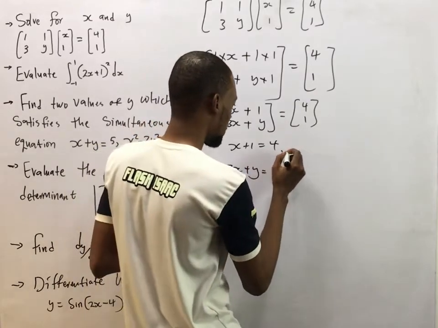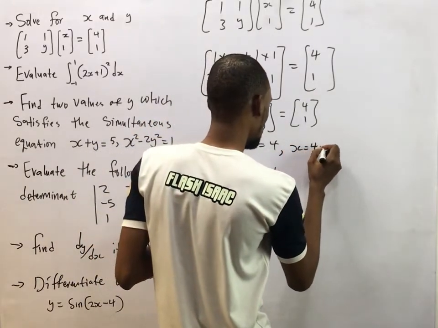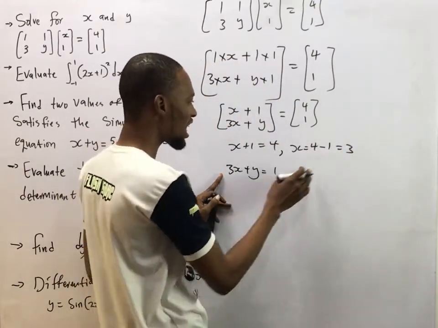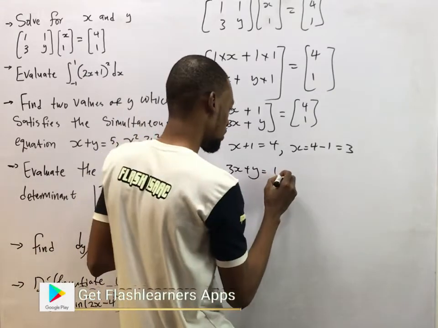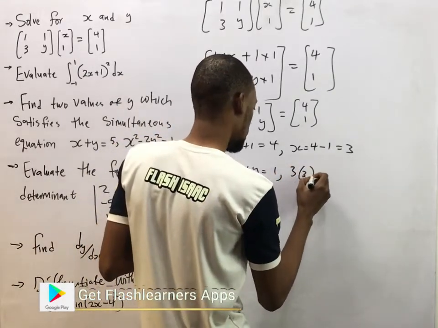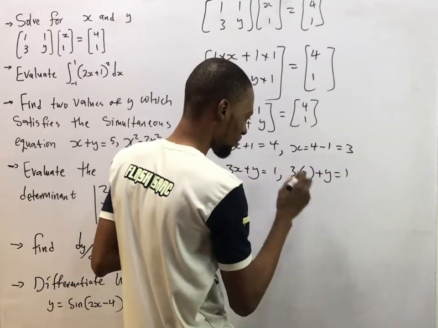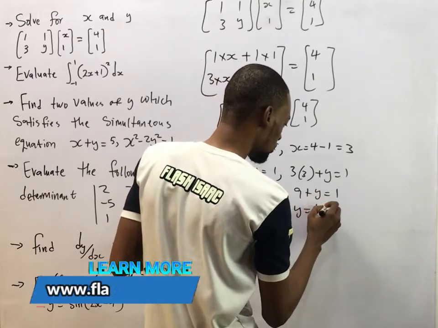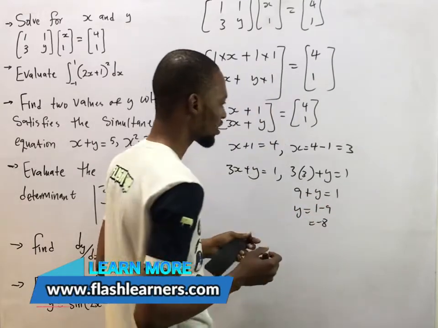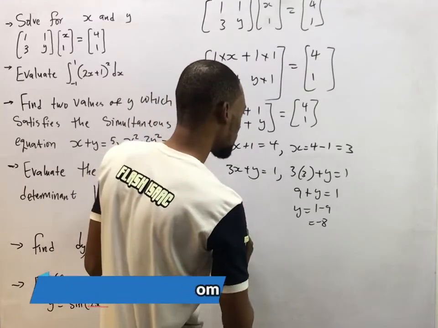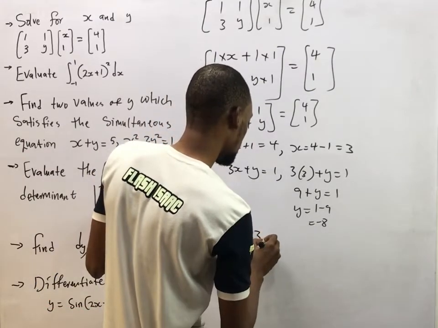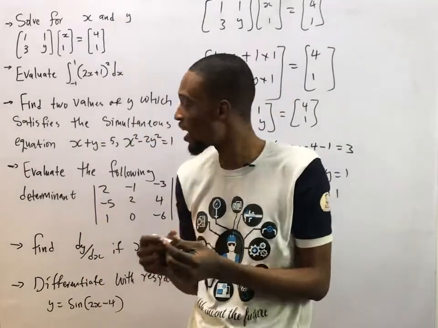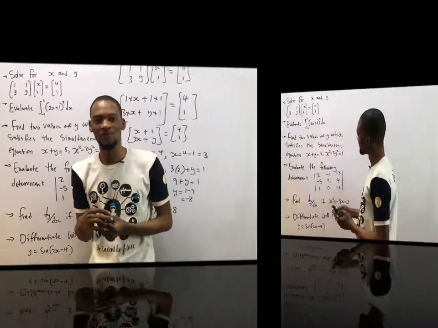With solving here, s is simply 4 minus 1, which is equal to 3. And solving here, since we already have s as 3, and substituting 3 plus y is equal to 1. 9 plus y is equal to 1. y is equal to 1 minus 9, which is equal to minus 8. So in that case, our answer is simply s is equal to 3 and y is equal to minus 8. So that is the value for s and y solving this question.